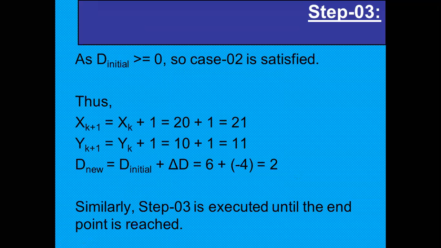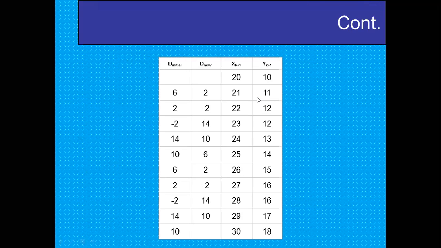Again we will calculate the value of x k plus 2 and y k plus 2. Here we will put the value of x k plus 1, with suffix k plus 1, and again we will add plus 1. So the next value will come. Now you can add and check whether it is greater than 0 or less than 0, and finally we will get this table.